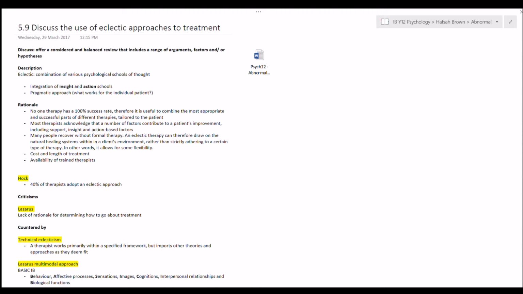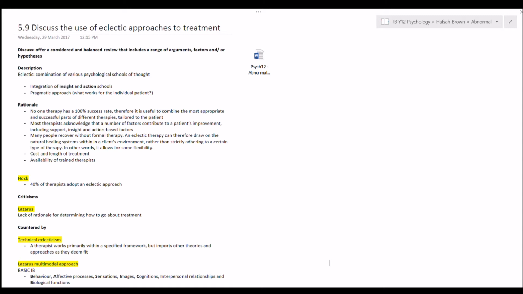Today we are looking at syllabus point 5.9, which is discuss the use of eclectic approaches to treatment. So this syllabus point is not specific to any disorder, but refers generally to treatment of psychological disorders. As always, we want to look at the command term and keep that in mind as we're going through the content. So in this case, it's discuss, and in the IB world, that means offer a considered and balanced review that includes a range of arguments, factors, and/or hypotheses.